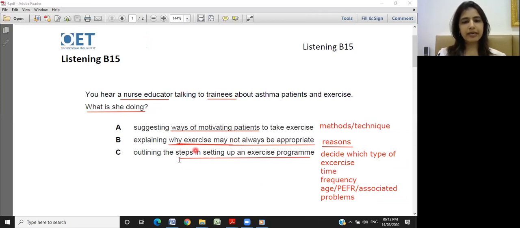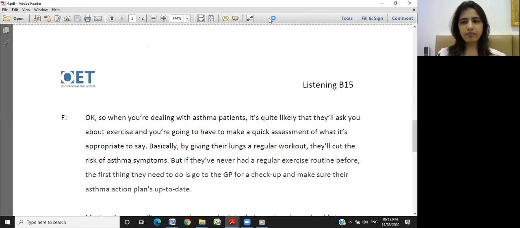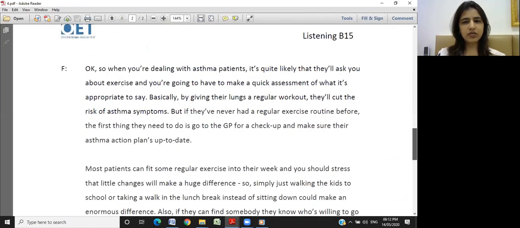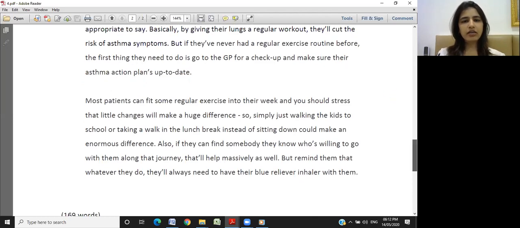But did we hear steps? In fact, the nurse clearly said that it is the GP who sets up an exercise or asthma action plan for the patient. Can you see this here? When she said that the first thing they need to do is to go to the GP for a checkup and make sure that the asthma action plan is up to date. That's something the GP has to do. And this was for the trainee nurses.